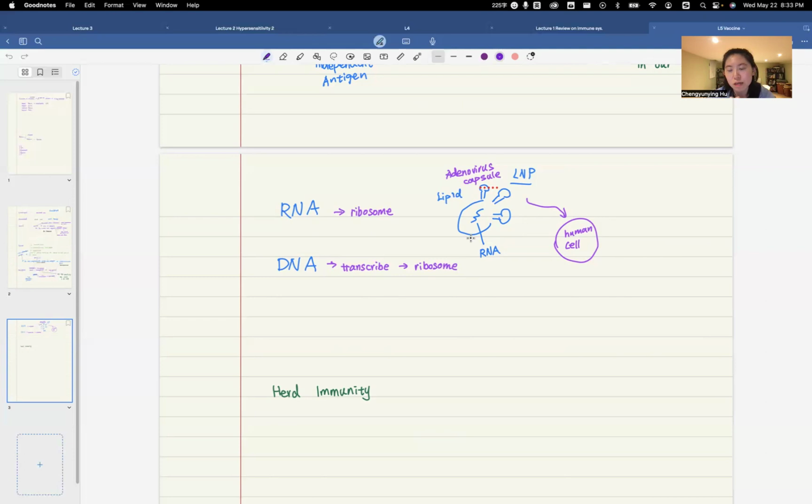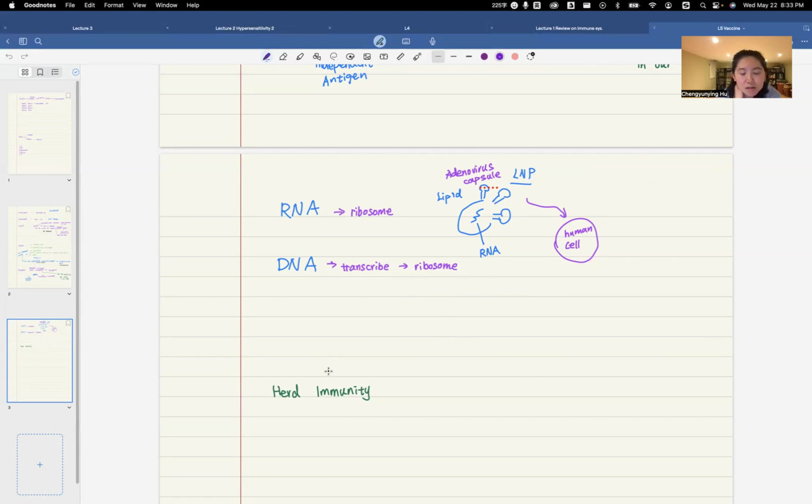So that's why this type of vaccine is brilliant. All right. Oh, just if we are using a strand of viral DNA, it will be first transcribed into RNA and then goes to ribosome and then produce protein.